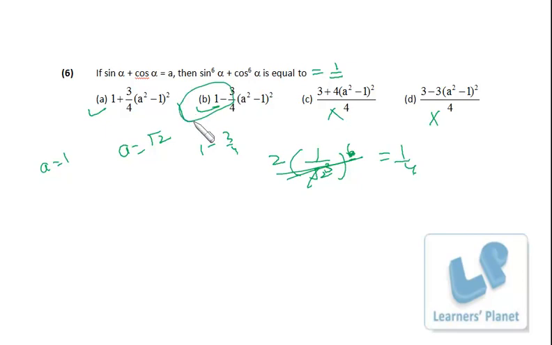So this is the correct answer. Because over here it is plus, so it must be 7 by 4 and we want 1 by 4. So this is finally the correct answer, right? If you put the value or start cubing and all this, then it will be really difficult for you to do, right? So just assume comfortable values of alpha and proceed in this manner.